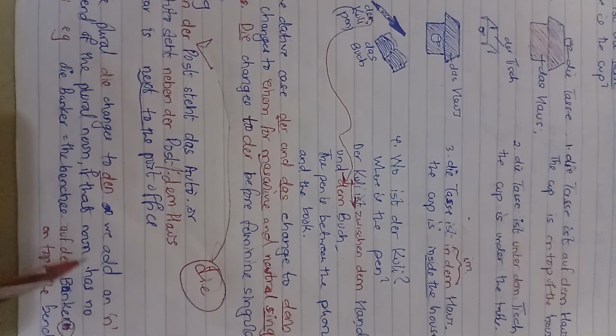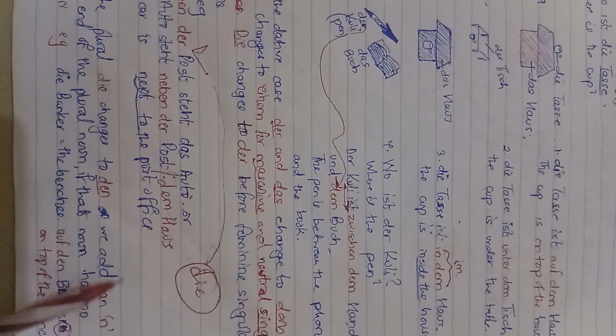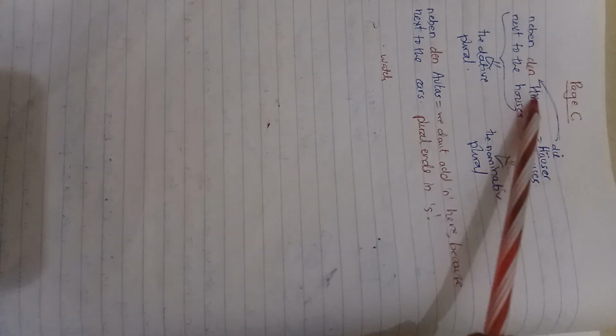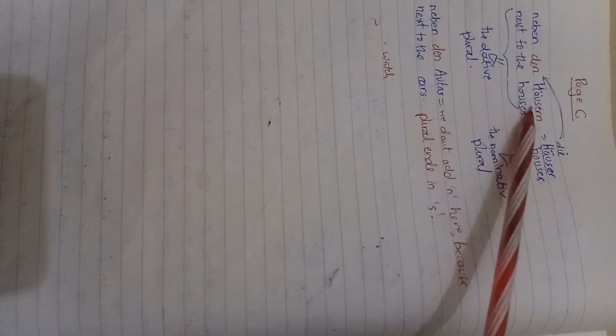We call that dative plural. Let me explain it further. Ich werde das euch mehr erklären. Look at this. Here we are. Neben den Häusern. Next to the houses. Because in the plural, houses is die Häuser. In the plural, this die, which is a marker for the plural, changes to den. So it becomes neben den Häusern.